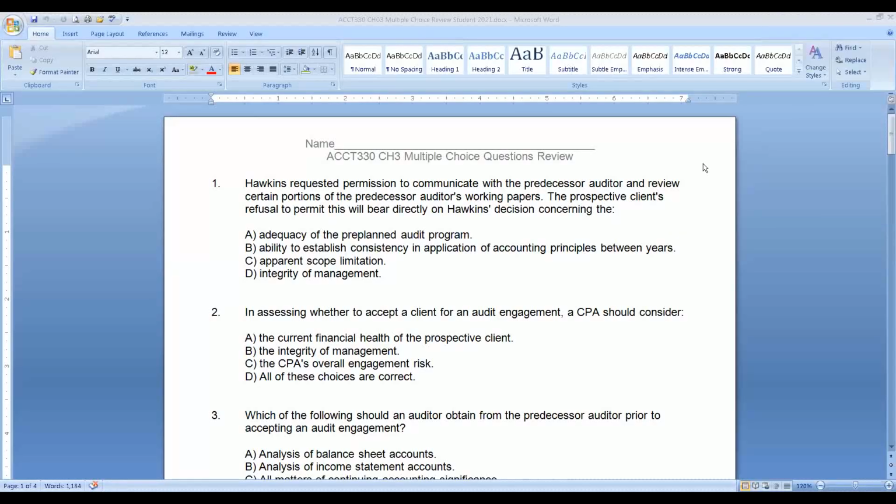Okay, so what we're going to do is go through these and see how you did. Question 1, D is correct. Yeah, so integrity of management.